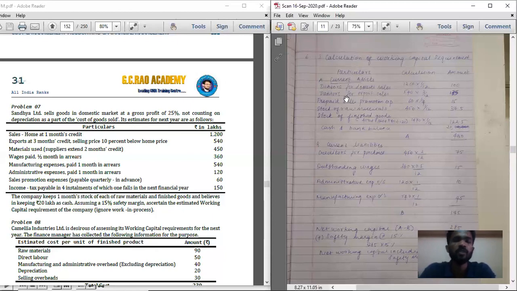Below that, put debtors for export sales. In the calculation column, see, exports at 3 months credit. For sales, they are giving 1 month credit. For exports, they are giving 3 months credit. Because when we do exports, we get some export incentives. And we can even claim some ITC on that. When we are making any exports, any GST paid on that can be claimed as ITC. So there are so many benefits for exports.